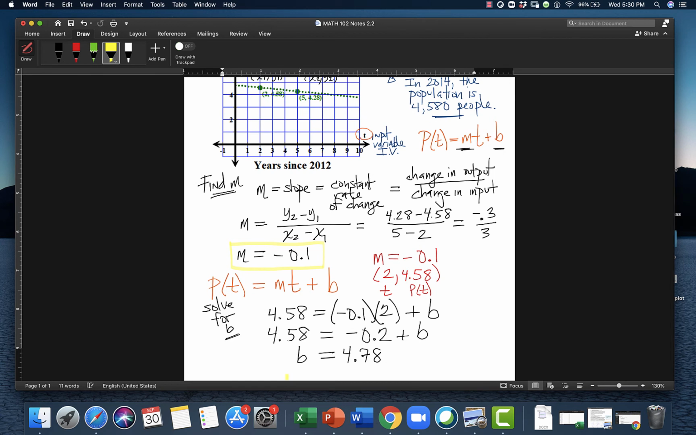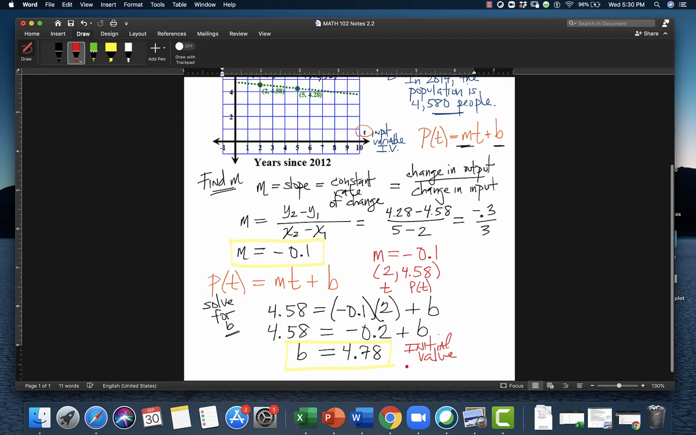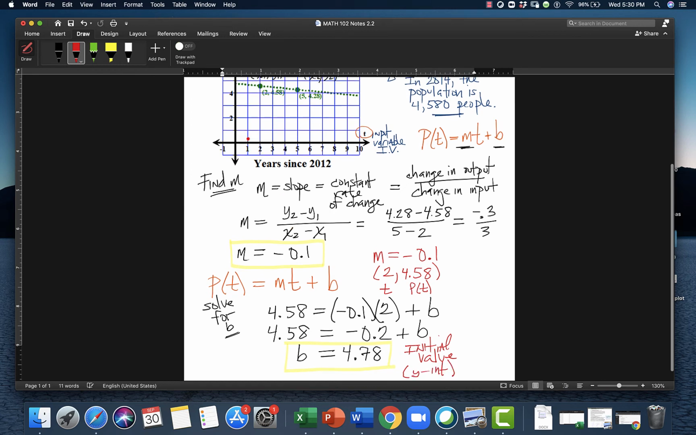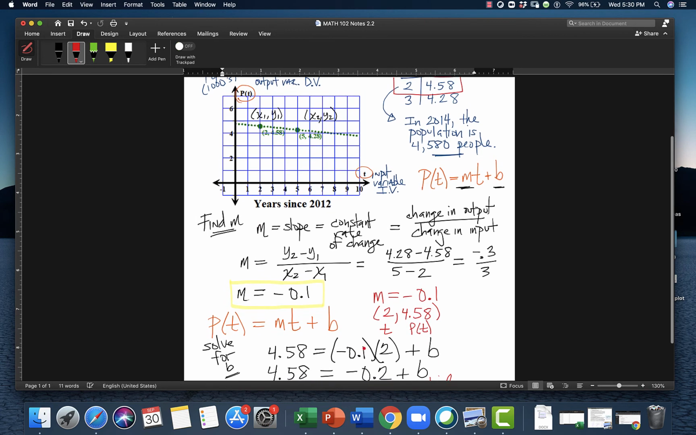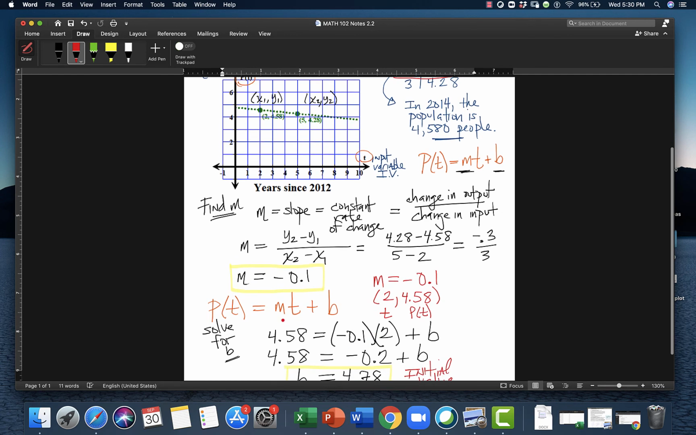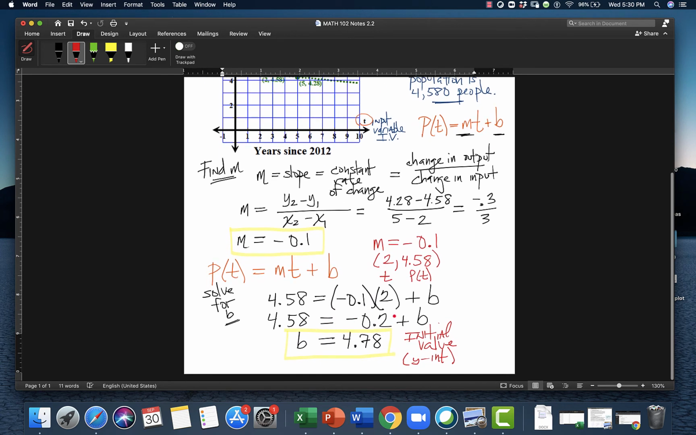So this is now the initial value, which is also the y-intercept. We would not have identified this number specifically from the graph. We know the y-intercept, the vertical intercept, is close to this, but looking at this graph, we could not identify that this number is 4.78. So we had to algebraically solve for b. Well, now we have the numbers m and b to plug in to construct the equation.